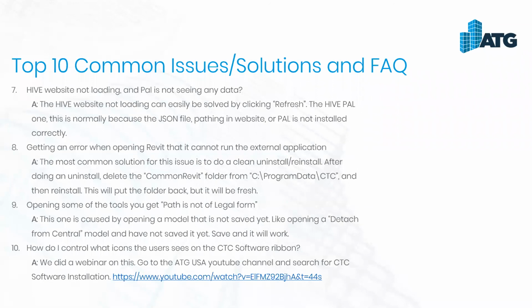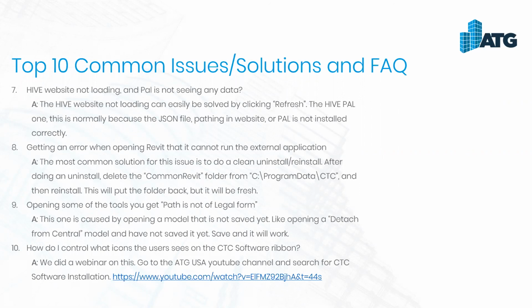Again, this is one of my favorite ones because the error message is very vague. It just says "not of a legal form." However, that's an error message from Revit, so the tools really can't change that message. It just displays it. So if you see that message, just simply save the project and you should be good to go.